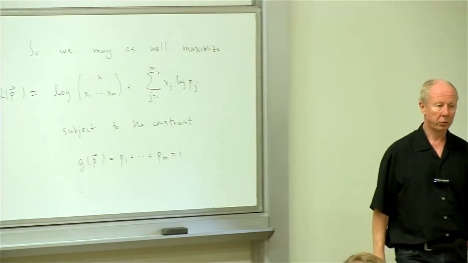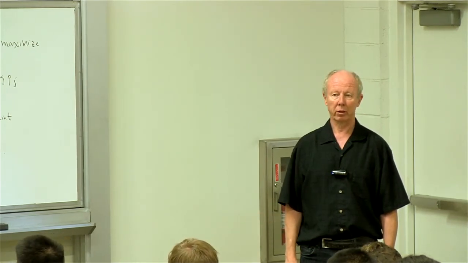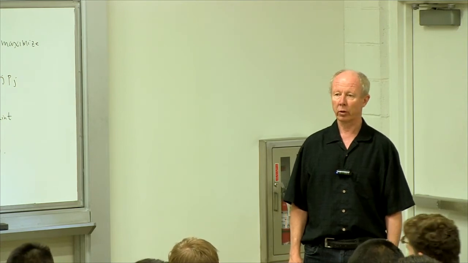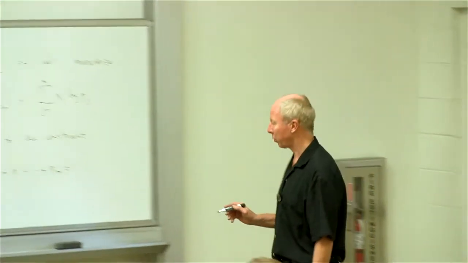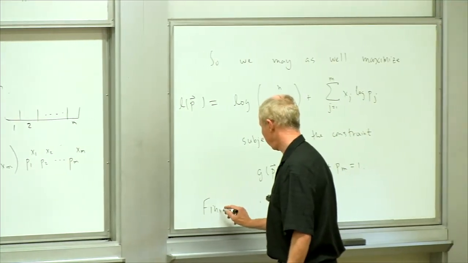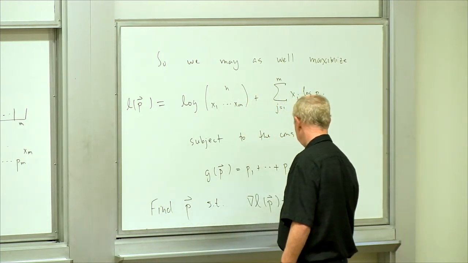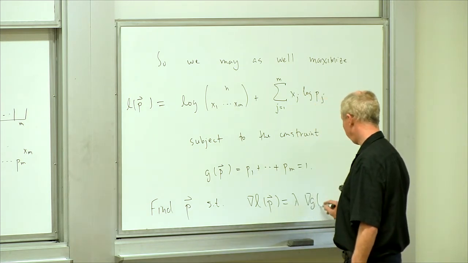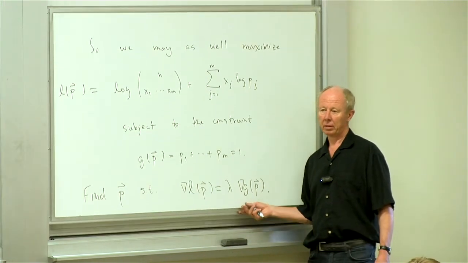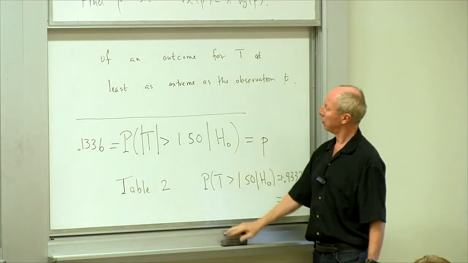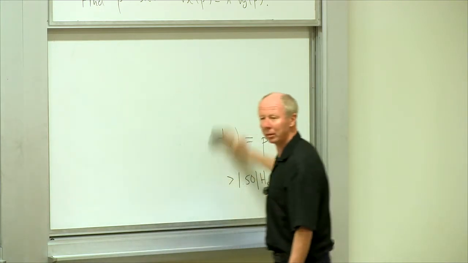And if you remember from your 2D or 2E, I forget, when you're maximizing a multi-dimensional function subject to some constraint, you look to see where the gradient of the function is parallel to the gradient of the constraint. They should point in the same direction. So we need to find P such that the gradient of L is a multiple of the gradient of G. This is called the method of Lagrange multipliers. Do you remember it now? No?